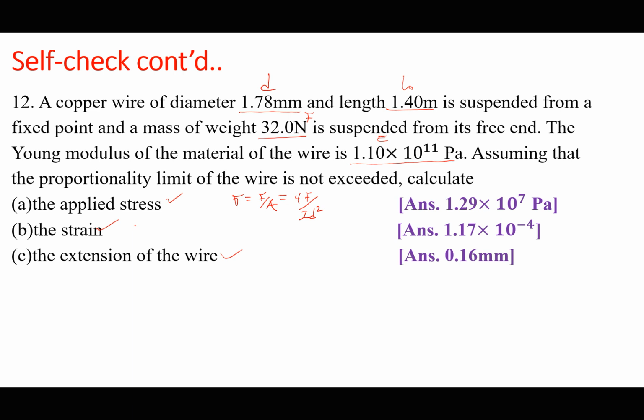Then the strain is extension over original length, but we don't have extension, but we have the stress and Young modulus. So strain is going to be equal to the stress divided by Young modulus. Then the extension is going to be the strain times the original length. I think that one is direct. You can check those answers.